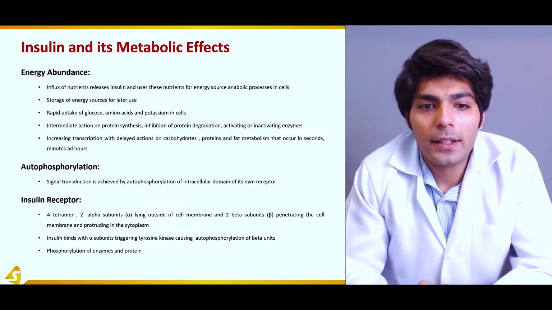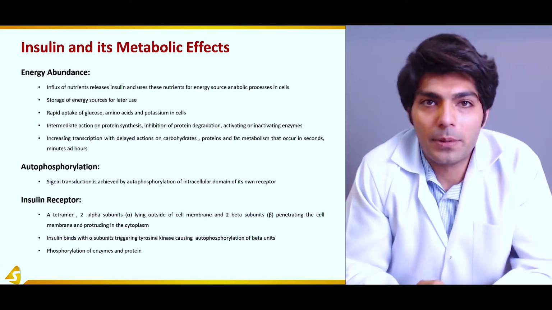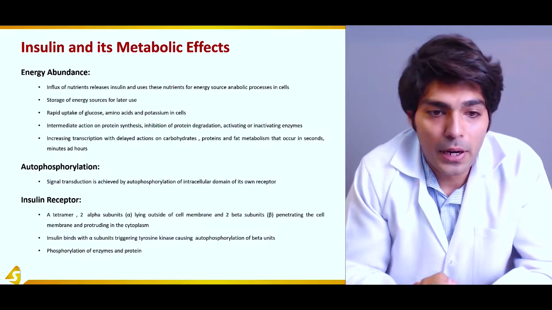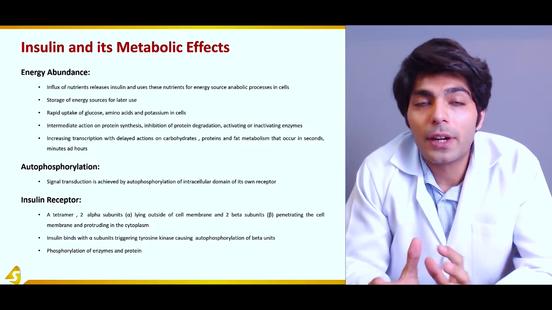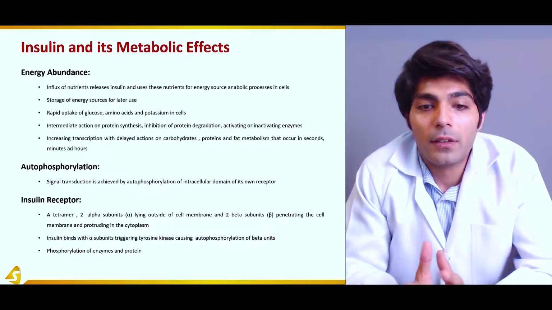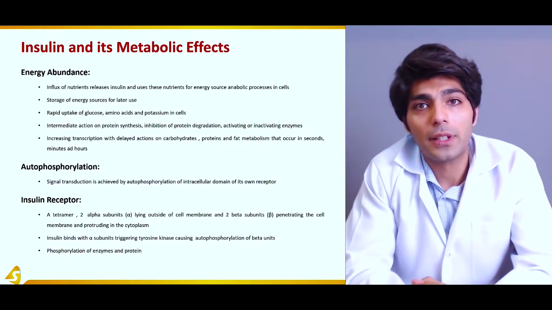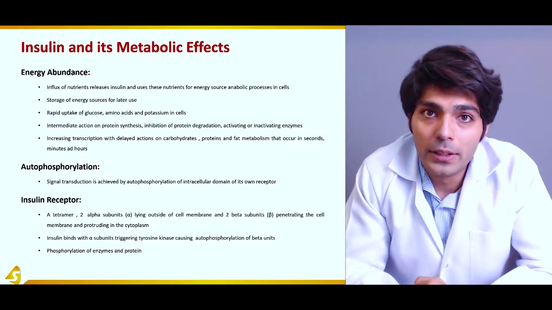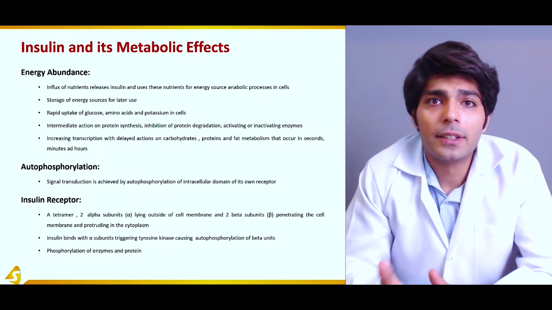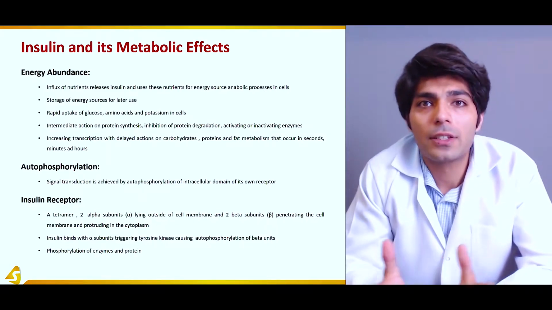Autophosphorylation: insulin has receptors. Insulin has two types of receptors, which we are going to discuss later in the discussion about the insulin receptor. The insulin receptor is a tetramer with two alpha subunits lying outside the cell membrane, and two beta subunits which protrude through the cell membrane into the cytoplasm. Once insulin binds with the alpha subunit, there is autophosphorylation of the beta subunit, and a kinase pathway is activated.